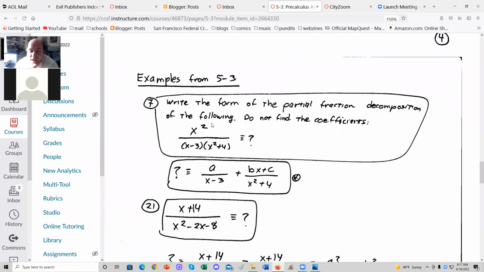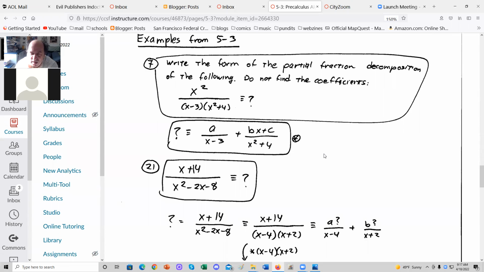Here they ask to find the form, don't find the coefficients. X squared over (x minus 3) times (x squared plus 4). Well, here's a linear factor, so you have A over x minus 3. Here's an irreducible quadratic factor, x squared plus 4, so I have x squared plus 4 underneath a linear numerator, bx plus c. And a, b, and c are the unknowns.